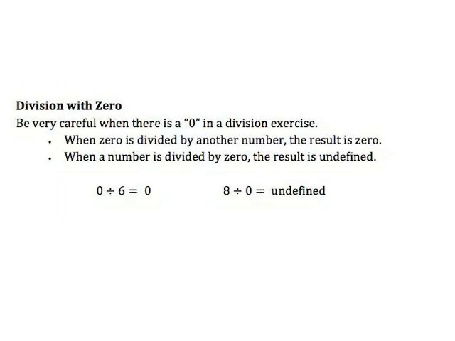Division with 0. Be very careful when there is a 0 in a division exercise. There are two possible answers when 0 is involved in a division exercise. The first is when 0 is divided by another number. When 0 is divided by another number, the result is always going to be 0. The second, when a number is divided by 0, the result is undefined. So let's take a look at a couple examples here.